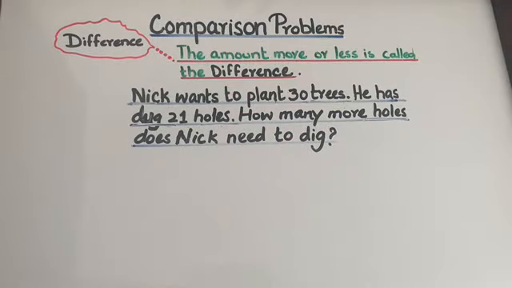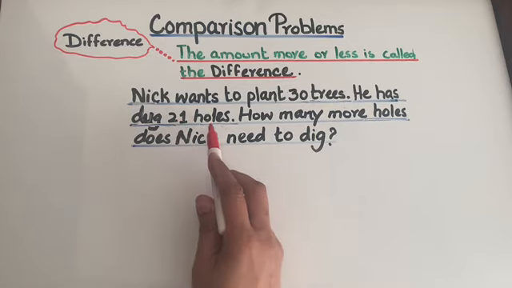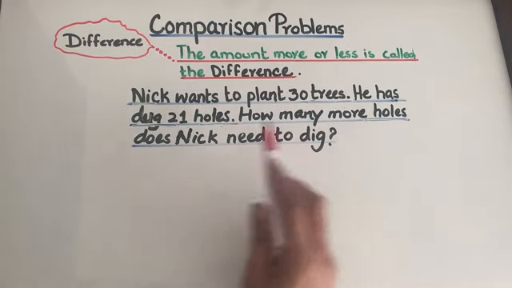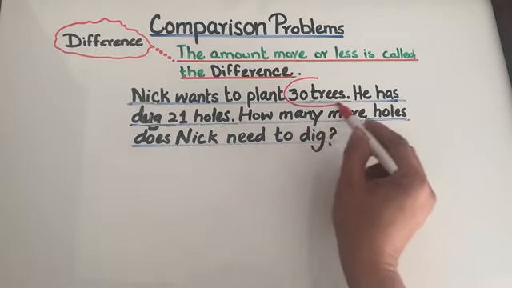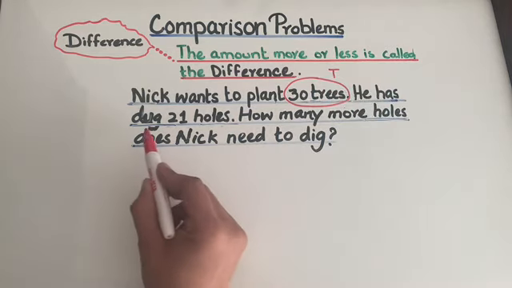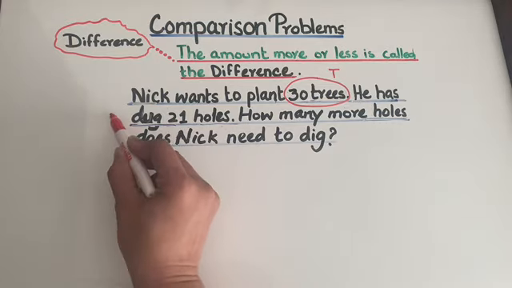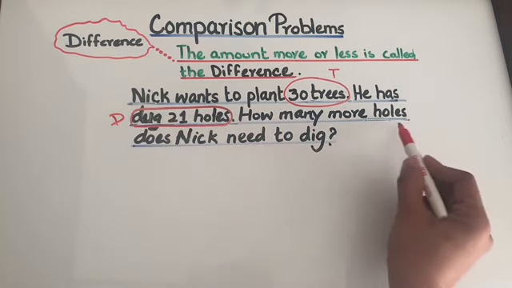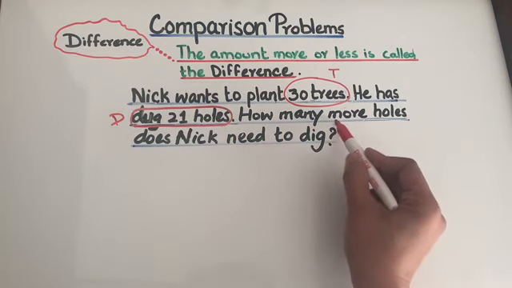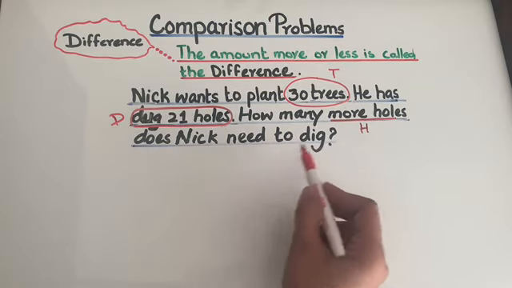Here we have another problem. Nick wants to plant 30 trees. He has dug 21 holes. How many more holes does Nick need to dig? For this problem, I'm going to use T for trees. For the 21 holes dug, I'm going to use D. For the more holes, I will use H.